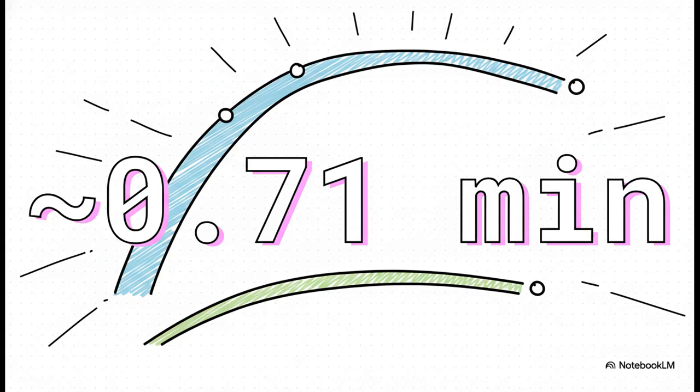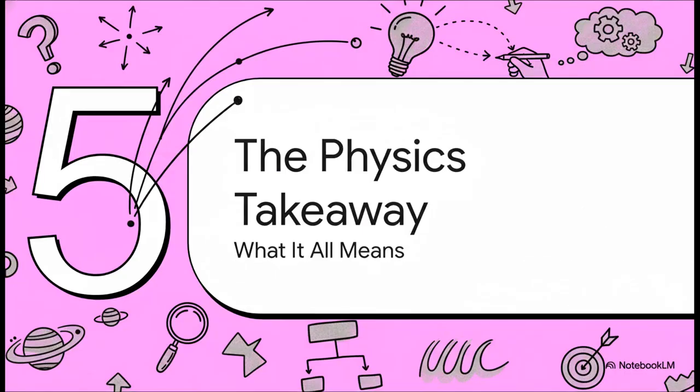And here's the crucial thing. Both of these times are totally valid answers to Irodov's question. All right, final section, the physics takeaway. So we found two answers, but what's the big idea here? What does this all really mean?